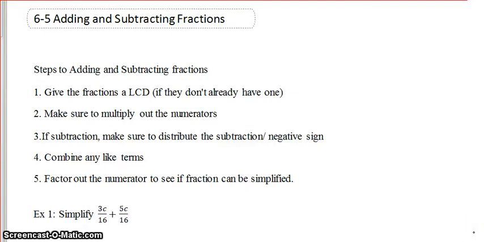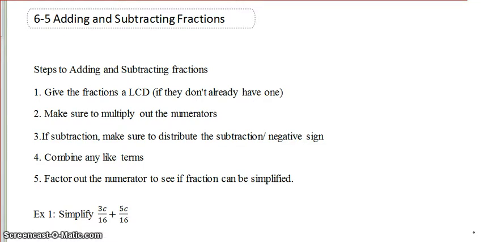Alright, we're on section 6.5, adding and subtracting fractions. Now, hopefully you know how to add and subtract fractions. We need to make sure we have a common denominator, which is really helpful because we just learned about least common denominators. So we're going to be using least common denominators to get common denominators so that we can add or subtract them.